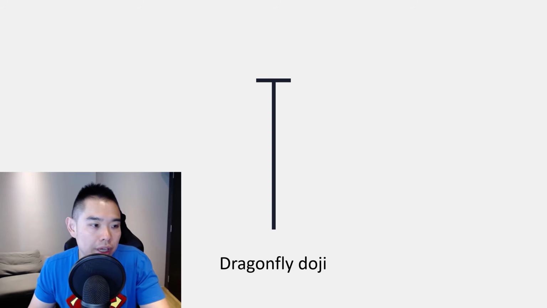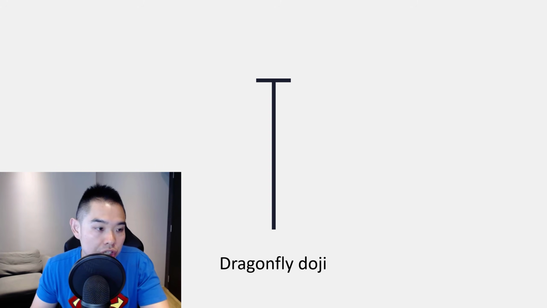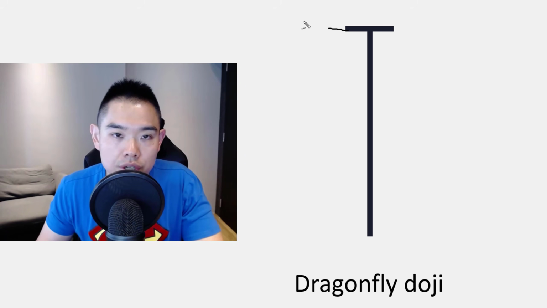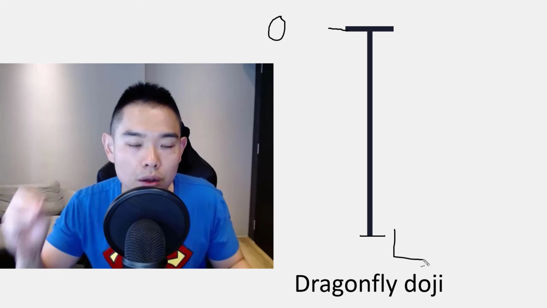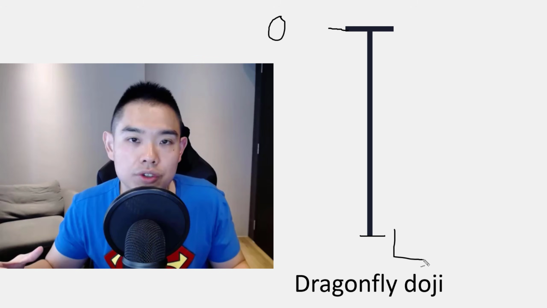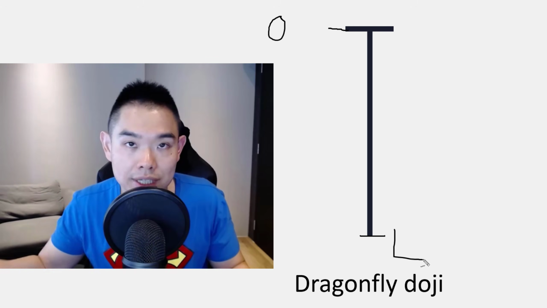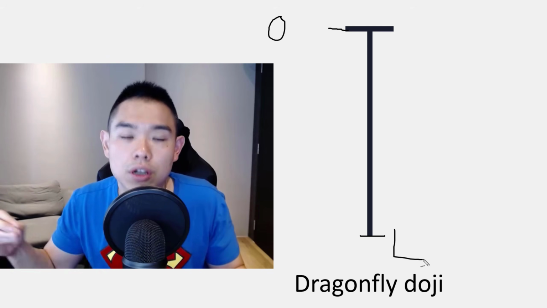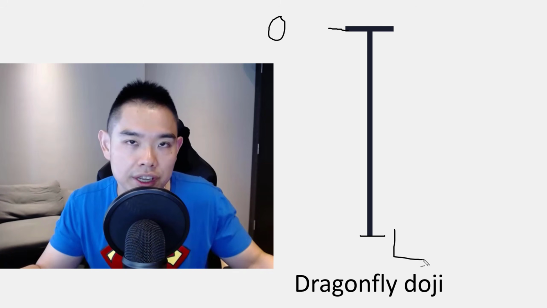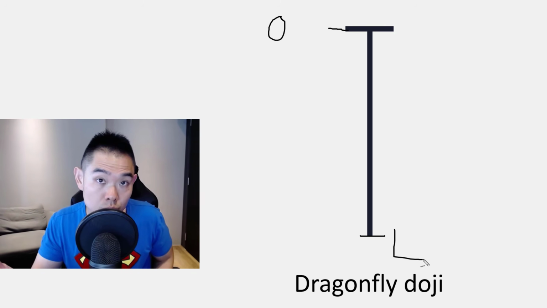This is what we call a dragonfly doji, okay? So let's find out where are the 4 data points. This over here is the opening price, and this is the low of the day. So now let me ask you, where is the closing price and the high of the day? As you know, every candlestick has 4 data points. So where is the high of the day and where is the closing price of the day? Let me give you 5 seconds. 1, 2, 3, 4, 5.